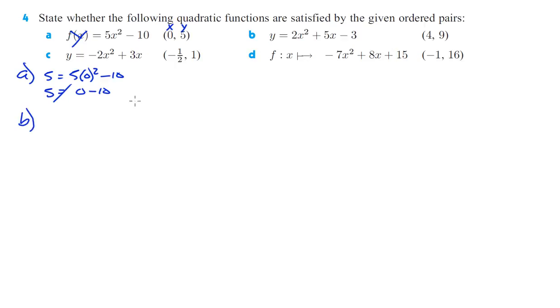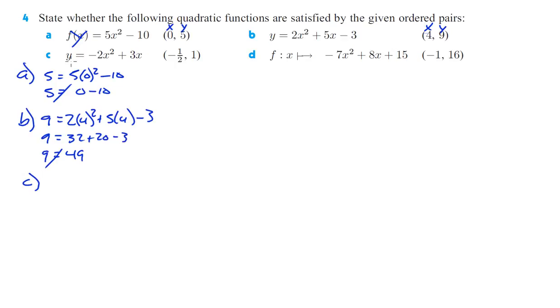Okay. B, we've got y equals, so here's our x, there's our y, so we've got 9 equals 2 times 4 squared plus 5 times 4 minus 3. So we get 9 equals, 4 squared is 16, times 2 is 32, plus 20 minus 3, and that's going to be what? 52 minus 3 is 49. This one also is not equal, so that doesn't work.